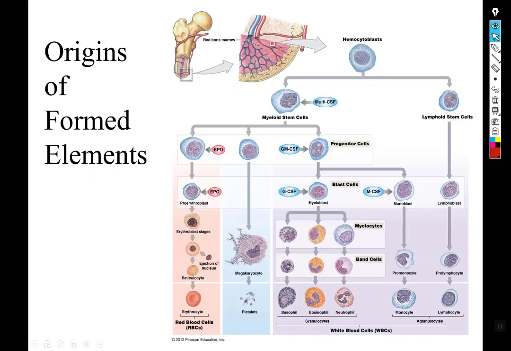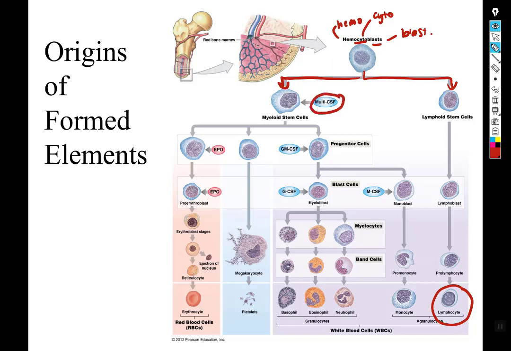Okay, so we did address this a little bit. I'm just coming back to it because it's been a while. So hemocytoblasts are cells that can become a blood cell, and it even says that in the name. So here we have hemo, cyto, and then blast. From there, we've got two different possibilities. One is these cells can differentiate into lymphoid stem cells, which would become lymphocytes. The other is differentiation into myeloid stem cells in response to a signaling molecule called multi-colony stimulating factor.